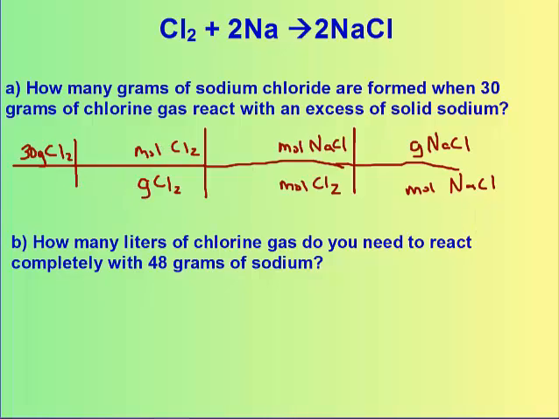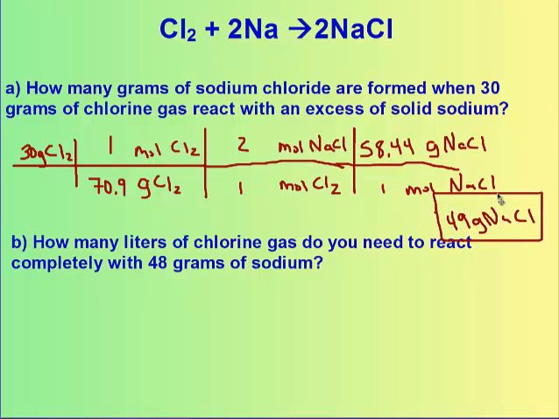I have grams, so the molar mass of chlorine is 70.9, and that's for every 1 mole. My molar mass of NaCl is 58.44, and again, that's for every 1 mole. Mole over mole, I'm looking at my balanced equation. 2 goes with NaCl, and 1 goes with chlorine. So your final answer should have been 49 grams NaCl. Go ahead and pause the video and try B on your own. Restart when you have the answer.